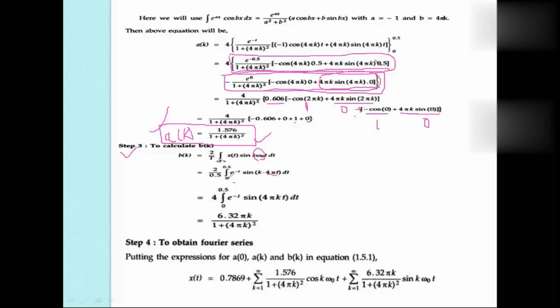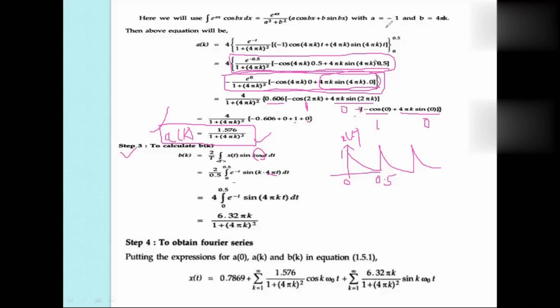And the limits are from 0 to 0.5, as given for the exponential signal, and the remaining is a periodic signal, so 0 to 0.5. And this value is 1 and x of t, as a periodic signal, is repeated as an exponentially decaying function. So 2 by 0.5 with the limits of 0 to 0.5, e power minus t sine 4 pi k t dt.